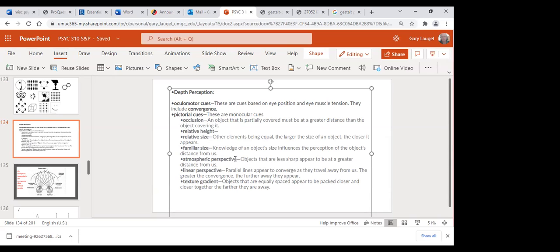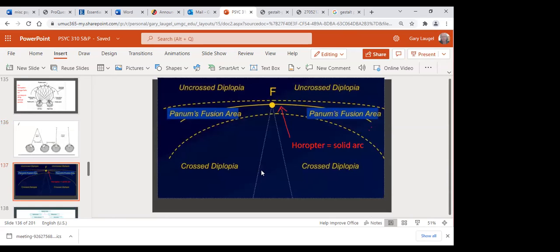Atmospheric perspective is another pictorial cue, or monocular cue. Objects that are less sharp appear to be at a greater distance from us. In other words, if you look into the distance, you may see that things tend to fade away and lose their sharpness. They get a little bit dusky in the distance. And of course, linear perspective: parallel lines converge in the distance.